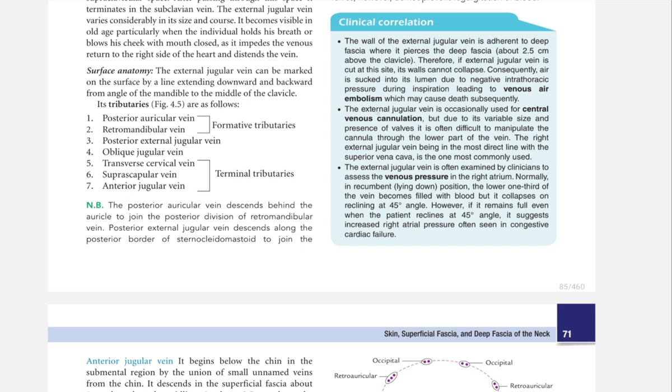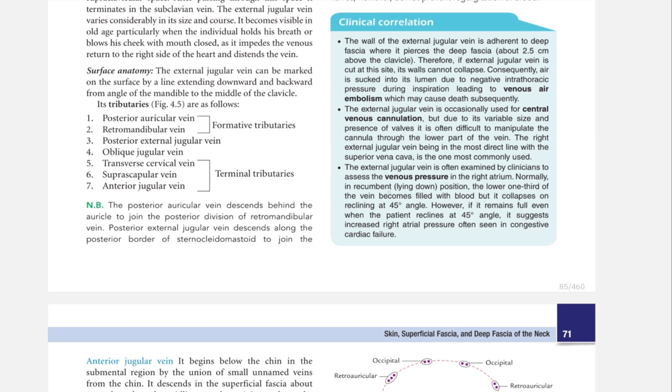may cause death subsequently. The external jugular vein is occasionally used for central venous cannulation, but due to its variable size and presence of valves, it is often difficult to manipulate the cannula through the lower part of the vein. The right external jugular vein, being in the most direct line with the superior vena cava, is the most commonly used. External jugular vein is often examined by clinicians to assess the venous pressure in the right atrium.